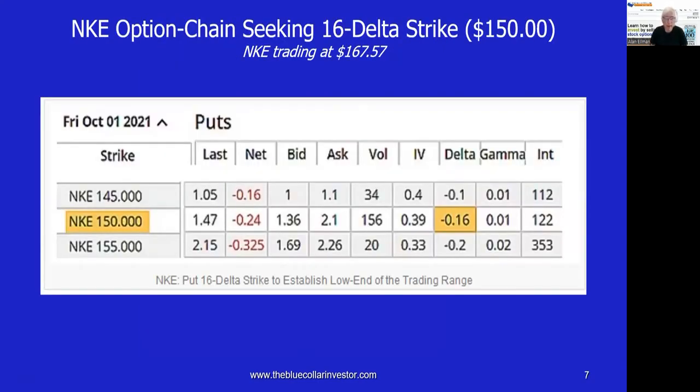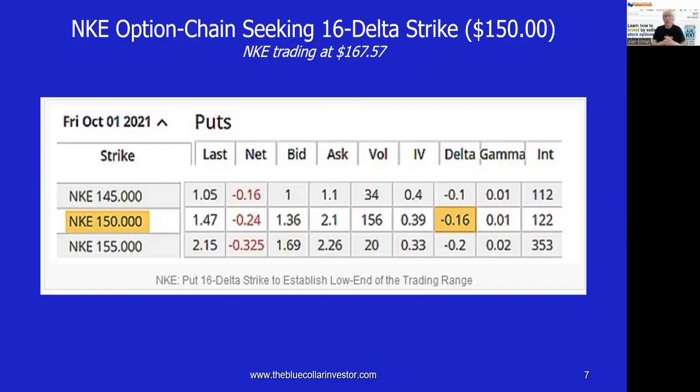Now, if we looked at a Nike option chain, because we just showed you the results using the implied volatility. To compare apples to apples, we'll use a 16 delta strike, which means an 84% probability of success or not expiring with intrinsic value or in the money. With Nike trading at 167.57, the option chain at that point in time showed us that the 150 deep out of the money put had a delta of 16.